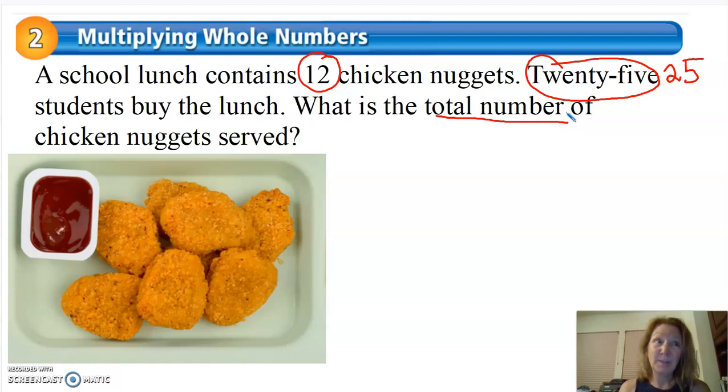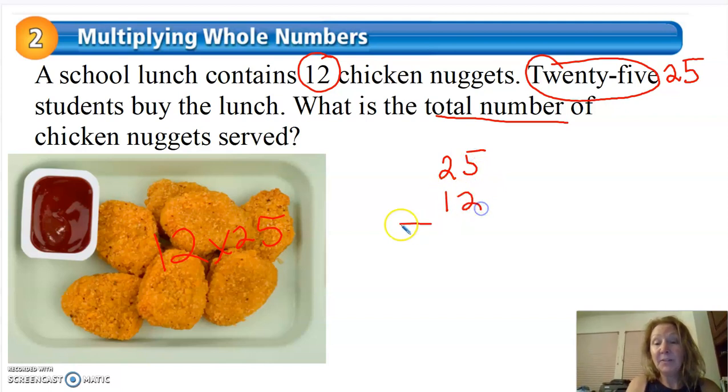Okay, notice there's a total again, but this time the total means multiplying. So picture there is 12 nuggets on this tray, and then 25 students go through the lunch line, so they've served 25 students each. Ooh, did they have an each in this? Nope. They just had the word total, but I'm picturing 12 times 25. So I'm going to set it up the way I set up long division. I call it long multiplication. I put the 25 on top. I put the 12 underneath. It's times. I'm going to multiply the 2 times 5, then the 2 times 2.